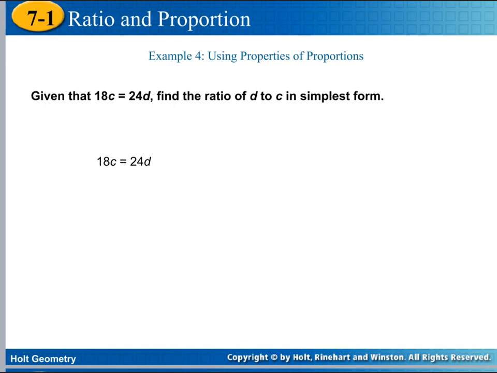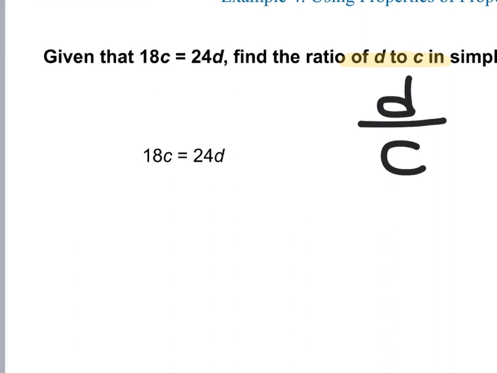When it says the ratio of D to C, I think the easiest way to think about this is you want to get an answer where D over C is a fraction. So D is going to be on the top and you want D divided by C. We're going to start with 18C equals 24D, and I need to divide by C because I want C to be in the bottom underneath D. And you can see by dividing by C that I'm going to have D in the top, C in the bottom, the ratio of D to C.